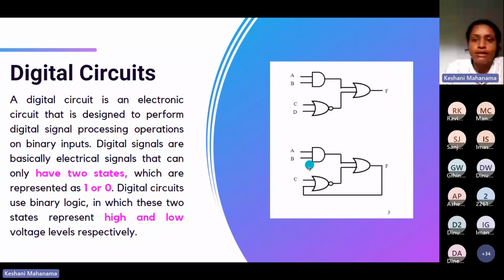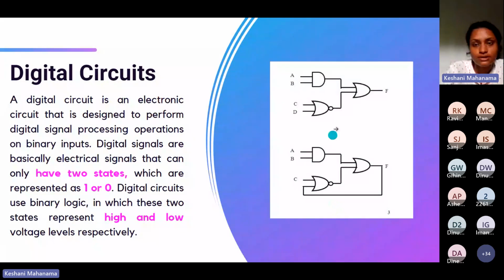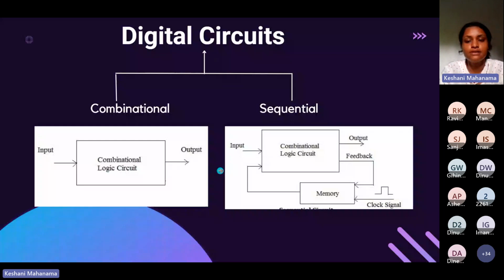Here in my slide, you can see there are two diagrams. Digital circuits can be divided into two parts: combinational logic circuits and sequential logic circuits. The first one is called combinational logic circuits, and this one is called sequential logic circuits. I'm going to cover only the combinational logic circuit part, and Dinusha will explain sequential logic circuits. Here are the two block diagrams we can use to make sequential logic circuits and combinational logic circuits.